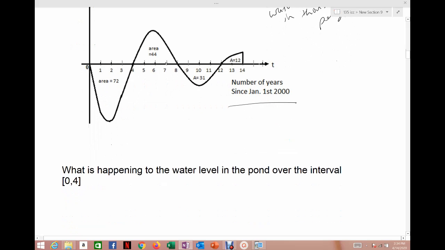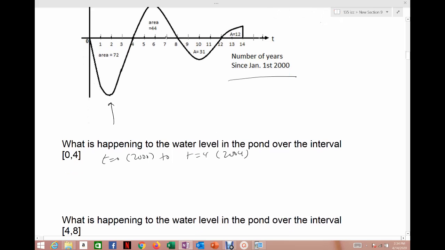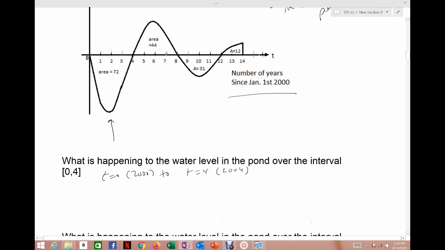Alright, so the first question. What's happening to the water level in the pond over the interval 0 to 4? So 0 to 4 is this first area, right? So times 0, which would be 2000, to time 4, which would be 2004, right? So from 2000 to 2004, well, there's that big drop in it, right? Meaning those have been years of drought in this particular region.